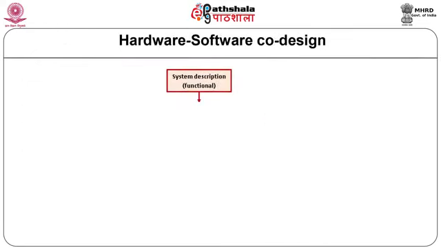Traditionally, hardware and software are developed independently and integrated later. There is very little interaction between hardware and software before system integration. So, hardware software co-design improves overall system performance, reliability and cost effectiveness.